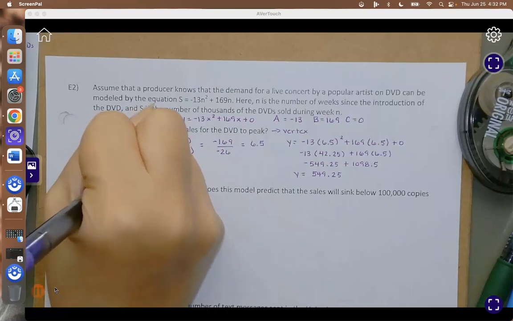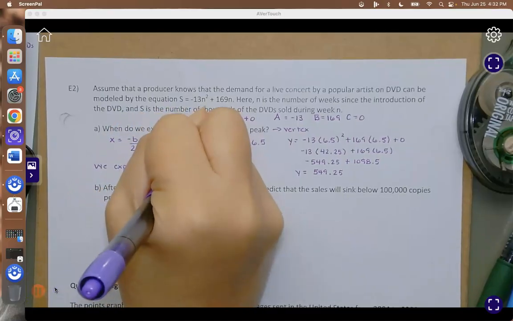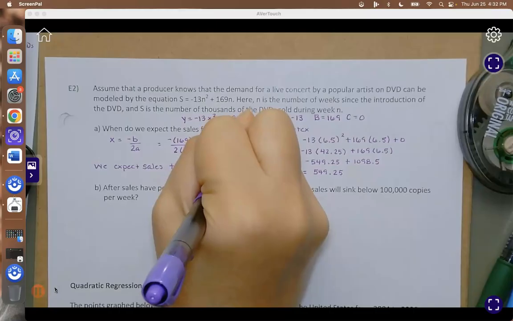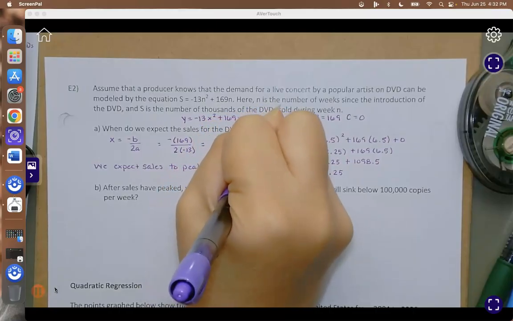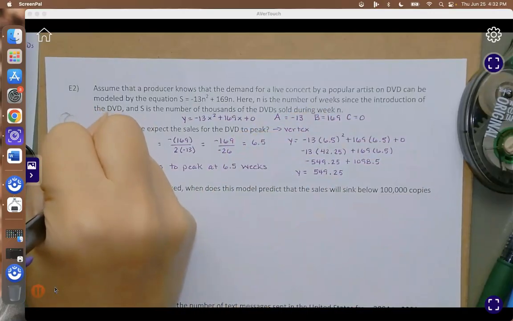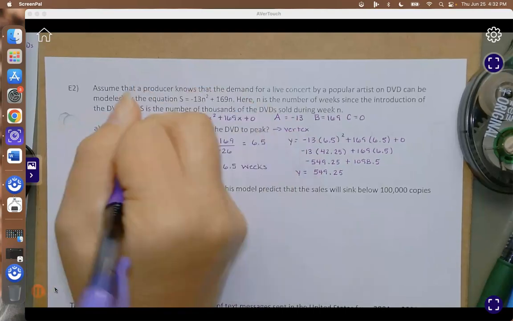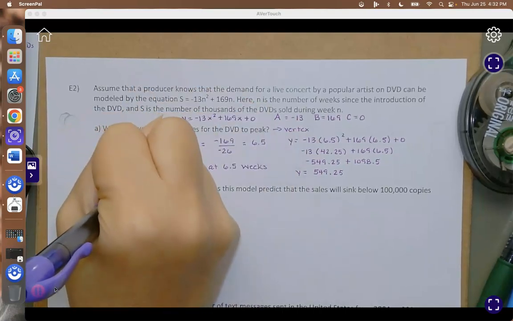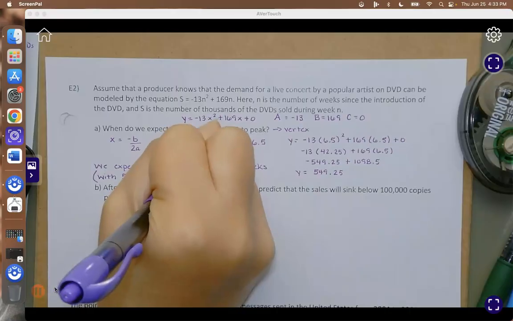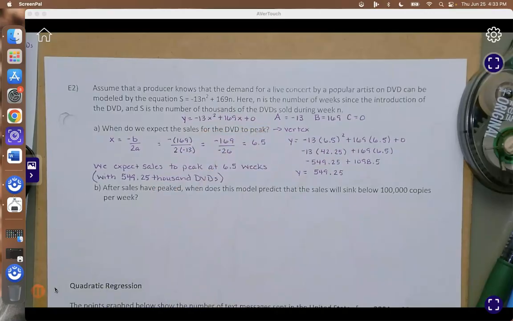So what that means is we expect sales to peak at 6.5 weeks, with, and it didn't ask me, so I can put this in parentheses, with 549.25 thousand DVDs. Okay?